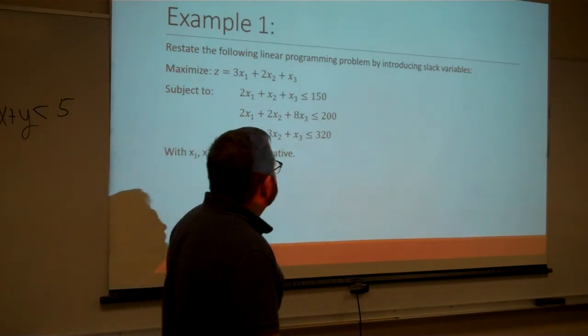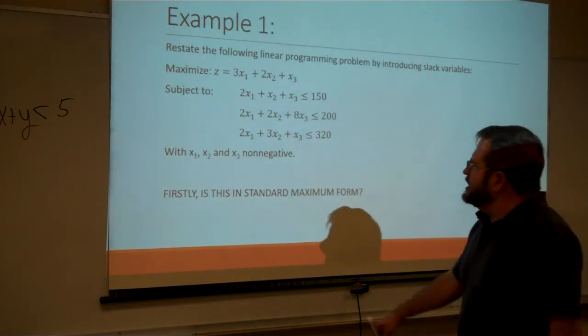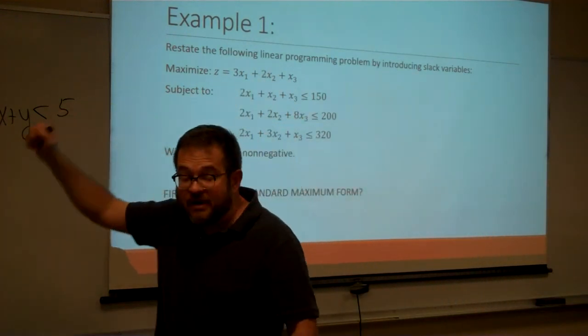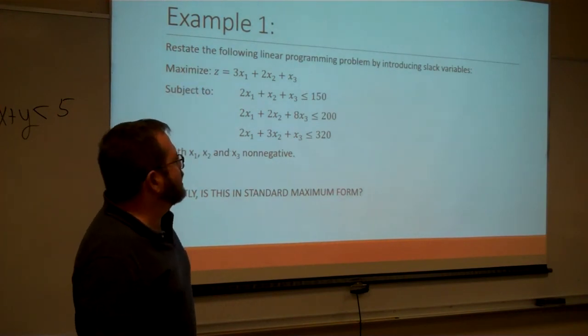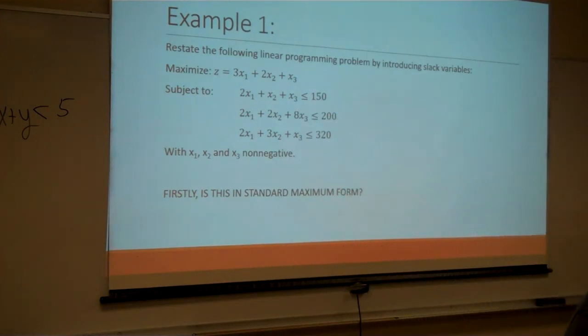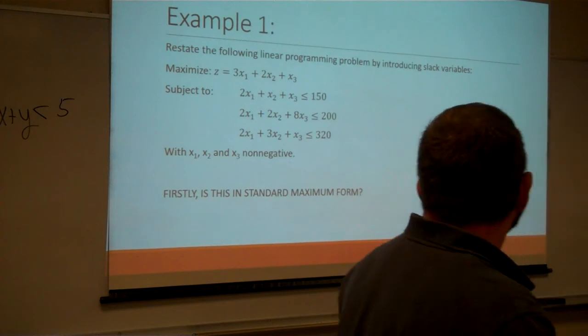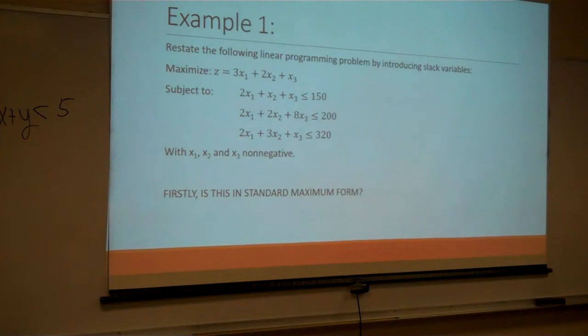Alright. So if we wanted to do this, our first step is to rewrite those 3 inequalities using slack variables. So let's first ask ourselves, is this in standard maximum form? Remember, our first thing in standard maximum form is that the objective function is getting maximized. Yep. The second thing in our standard maximum form was that x1 and x2 and x3 have to be positive numbers. And that was in fact one of the requirements there in example 1, that they have to be non-negative. What does the word non-negative mean, Lisa?